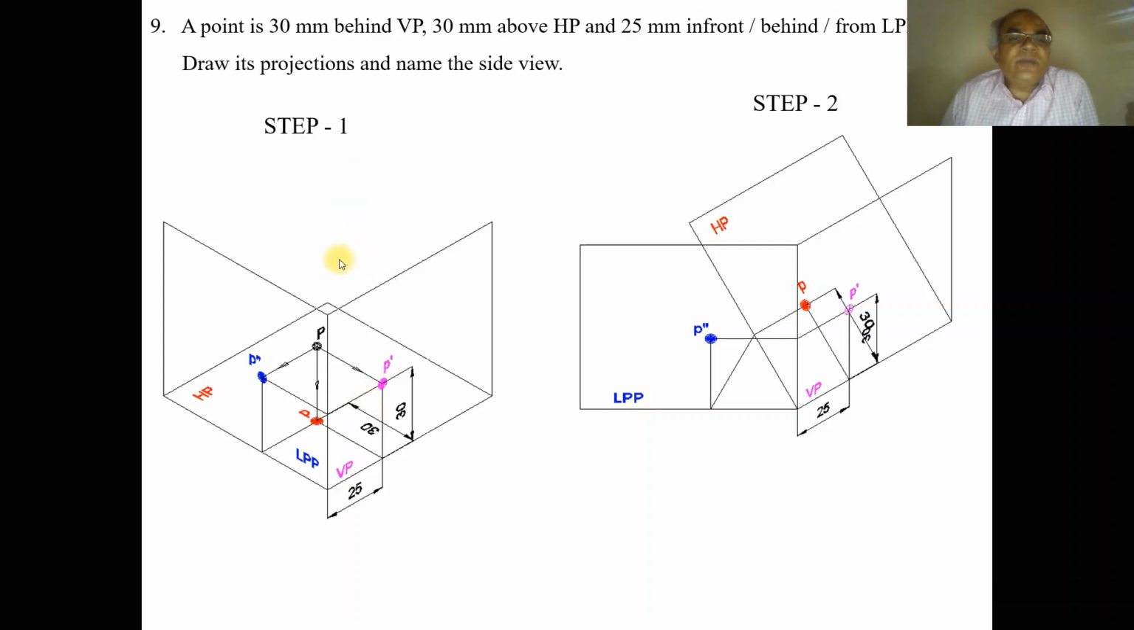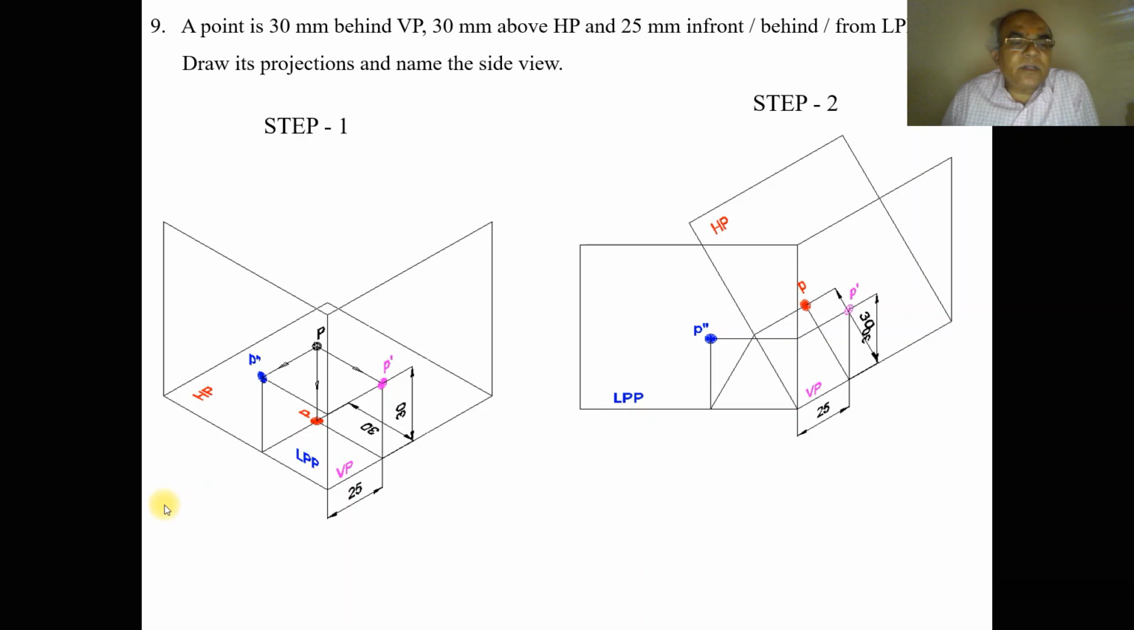Then when you look from the top view, we can see the distance behind VP. This distance behind VP, which is 30 mm, is seen in the horizontal plane, since the top view is projected onto the horizontal plane. Similarly, when you look from the top view, we can see the distance behind LPP, and that distance is seen in the horizontal plane here.